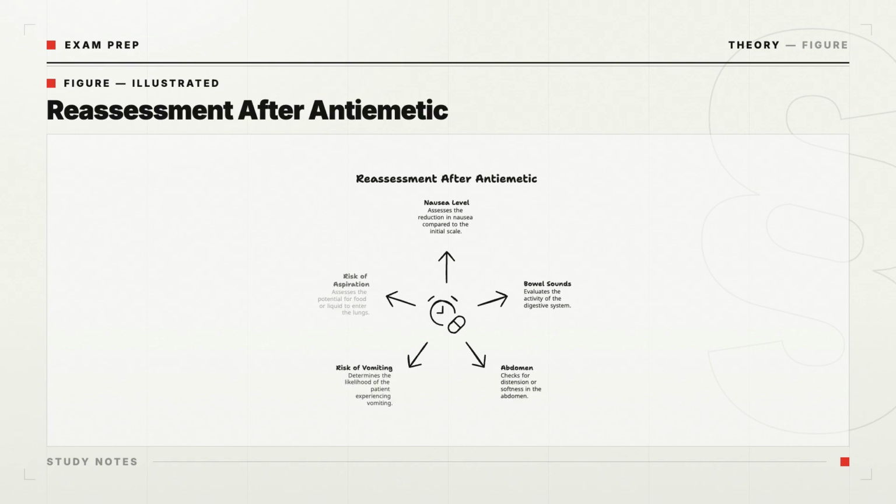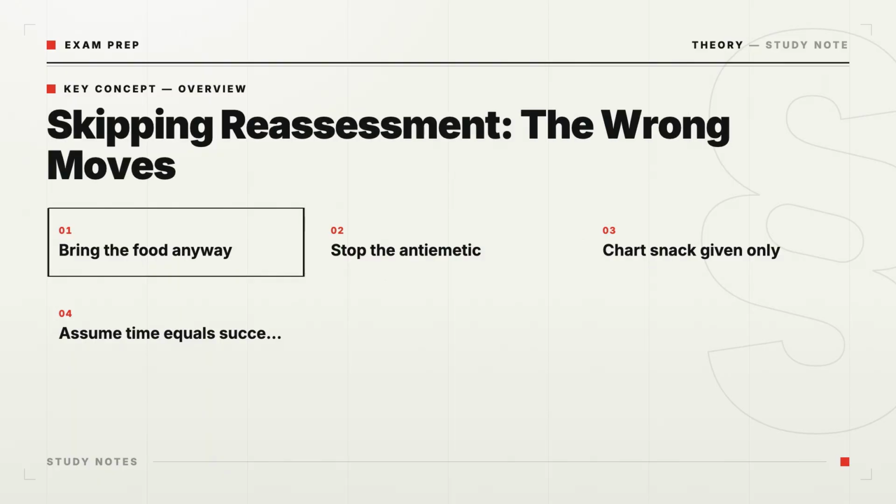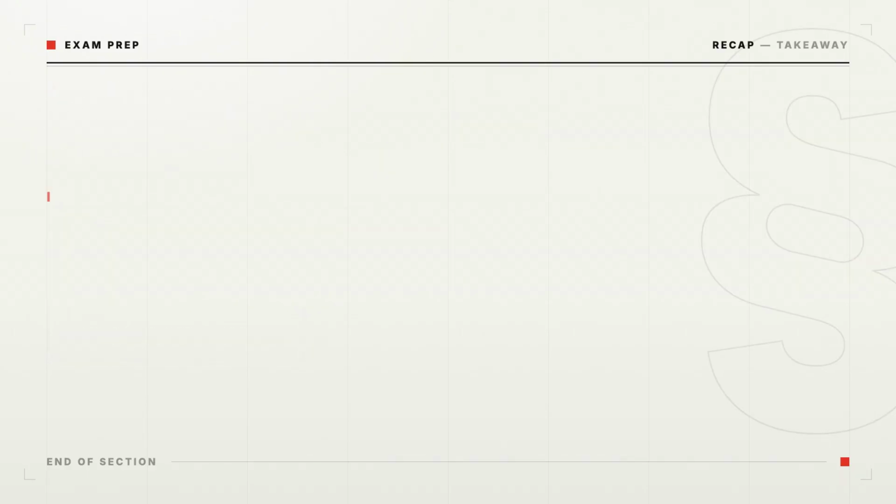Picture a patient who got an antiemetic 40 minutes ago and now wants a snack. Before handing over food, the nurse must recheck the nausea level, listen for bowel sounds, and assess whether the abdomen is soft or distended, because only fresh data proves the medication worked. Every wrong answer skips the step in a different way: handing over food blindly, discontinuing the antiemetic too soon, charting the snack without judgment, or trusting that 40 minutes alone means the drug worked. Reasonable timing is not the same as certainty.